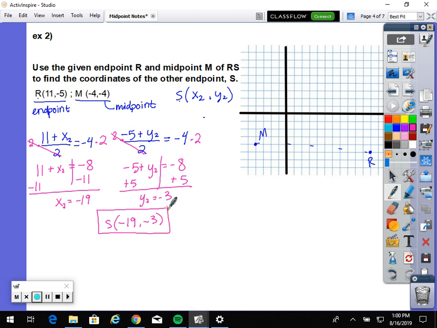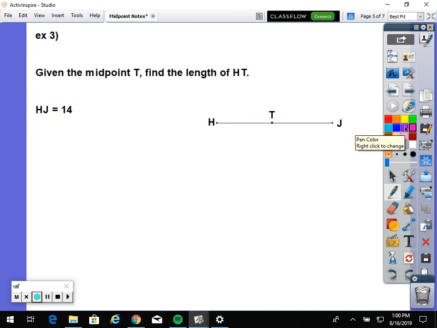All right, awesome. We're going to move on to our third example. Our third example says, given the midpoint T, find the length of HT. So T is the midpoint of HJ, and then I have some information here that HJ is 14. So I'm going to label that. HJ is 14.